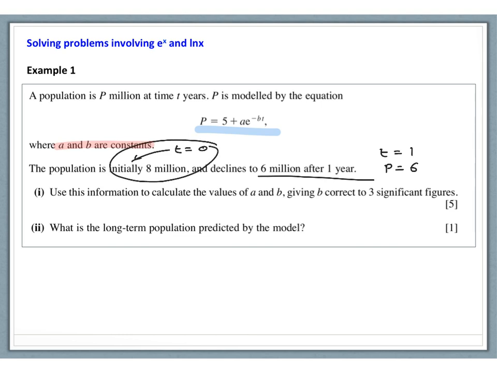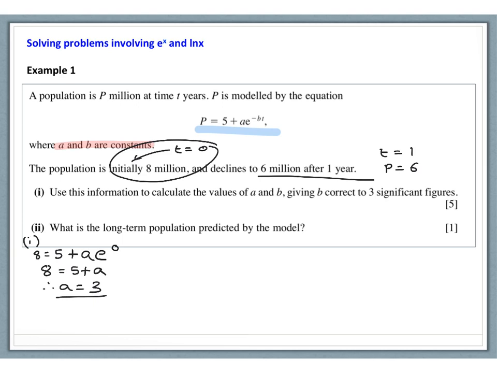When the time is 0, the population is 8 million, so we know that 8 is equal to 5 plus Ae to the power of 0 when t is 0. e to the 0 is equal to 1, so 8 equals 5 plus A, so A is equal to 3 exactly.